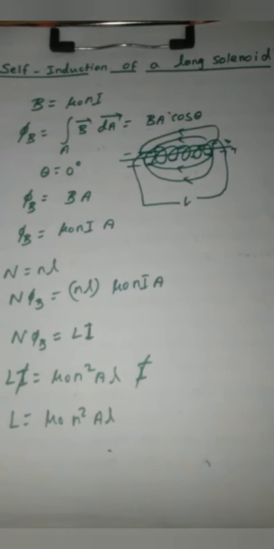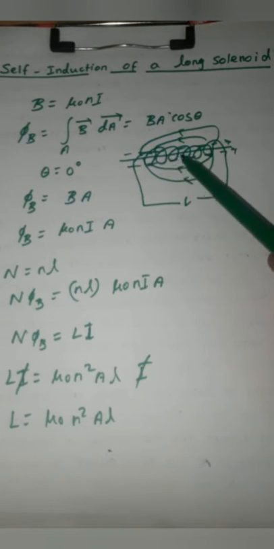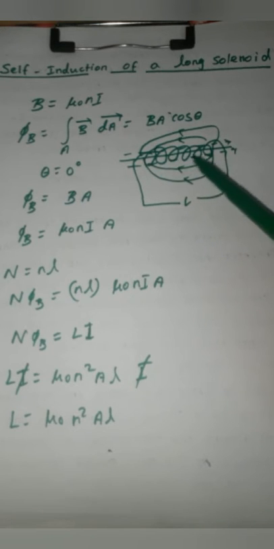So now we're going to discuss self-induction. Self-induction is nothing but the flux linkage of the coil. The flux linkage of the coil is called the self-induction. Here we're going to calculate the self-induction of a long solenoid. So this is a long solenoid. This is a copper coil. The twist of this copper coil is called the solenoid.